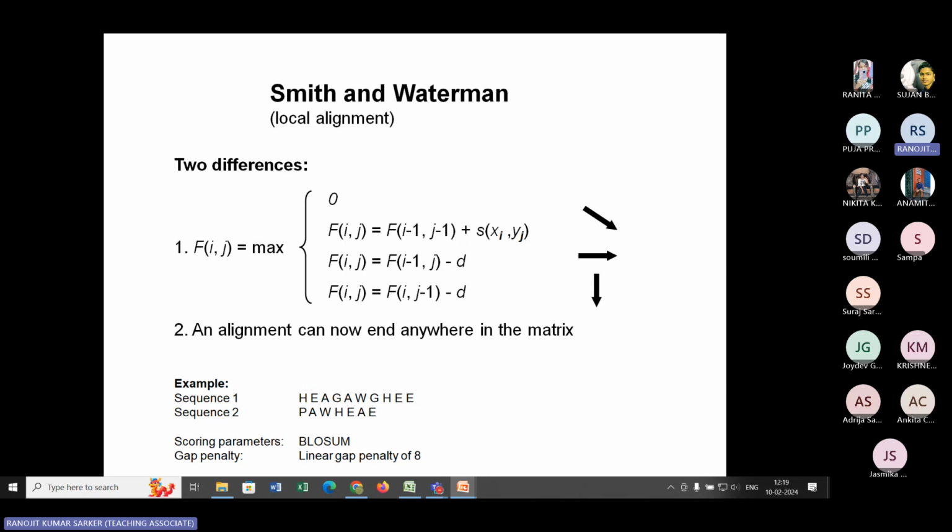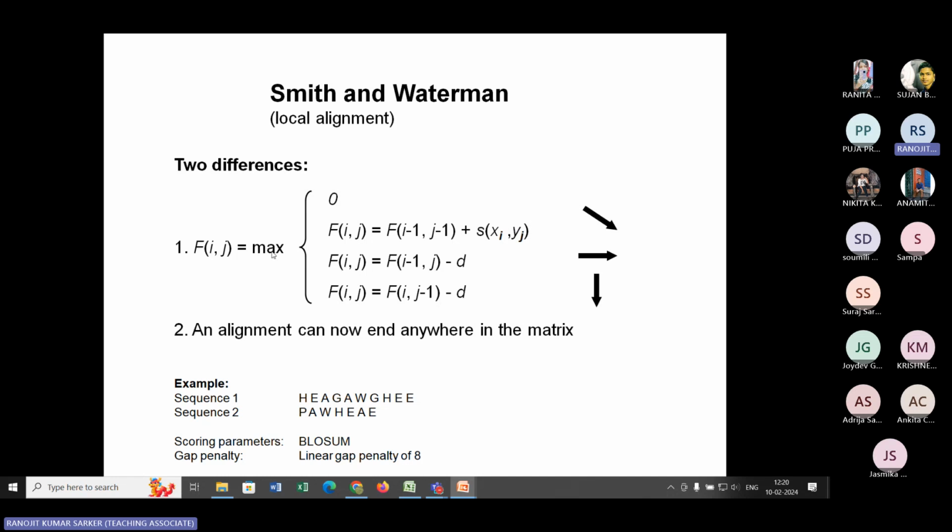Now Smith and Waterman did not design a new algorithm. What they did was just modify the NW algorithm. How? You can see here there are two differences. If we go through the differences, it will be easier for us to understand and remember both the NW and SW algorithms.